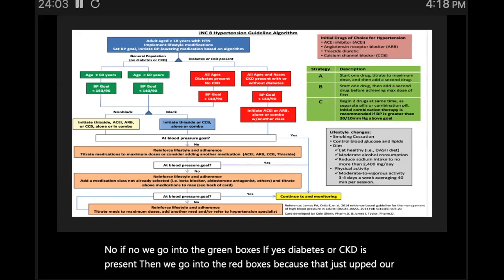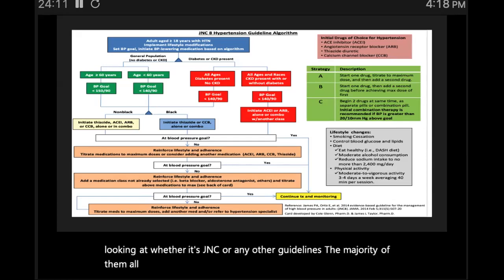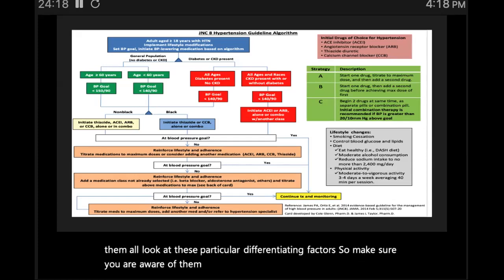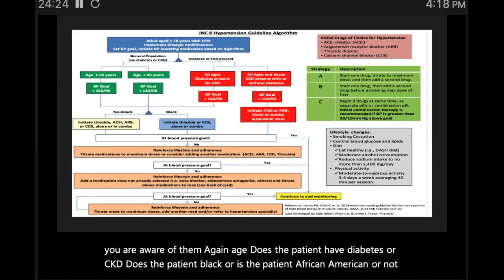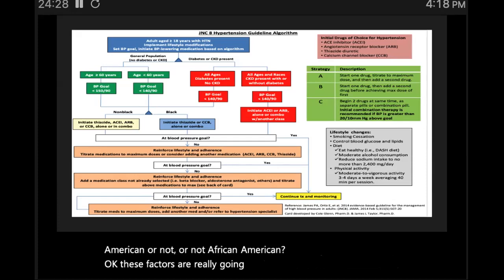because that just upped our risk factors, correct? So these are the factors that the guidelines are looking at, whether it's JNC or any other guidelines. The majority of them all look at these particular differentiating factors. So make sure you are aware of them. Again, age. Does the patient have diabetes or CKD? Is the patient Black or African-American, or not African-American? These factors are really going to influence how you treat your patient.